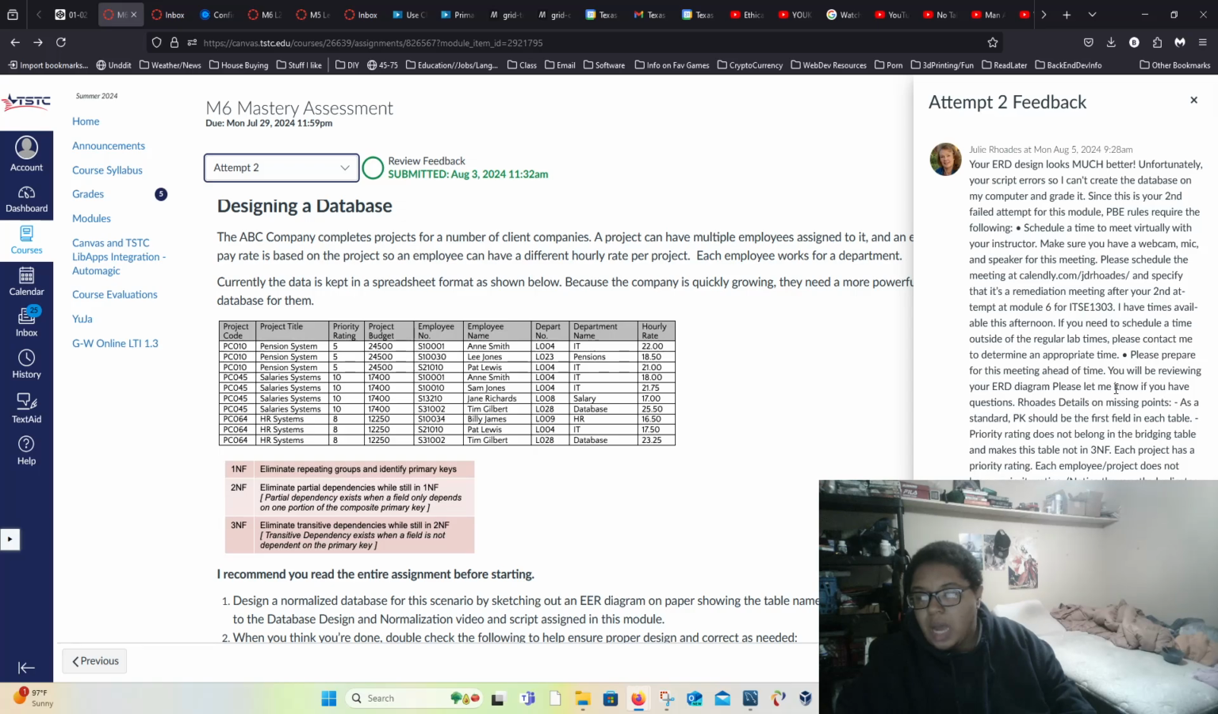Priority rating does not belong in the bridging table, which makes sense. It's a bridging table. But I put priority rating, this column here, in the projects table, and she said it doesn't belong in the projects table.